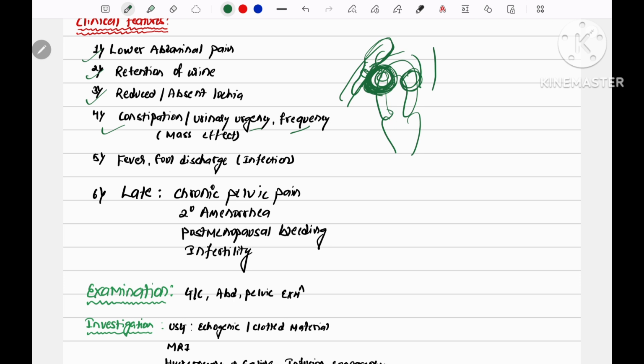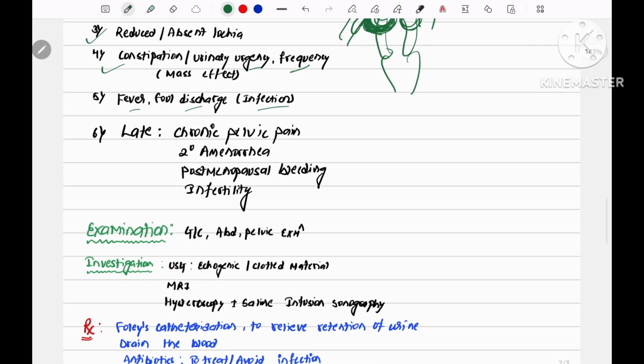So due to the mass effect, constipation, urinary urgency or frequency can occur, and if there is infection, then there can be fever and foul discharge. And in the long term, if there is hematometra, it can cause chronic pelvic pain, secondary amenorrhea, post-menopausal bleeding, and infertility.